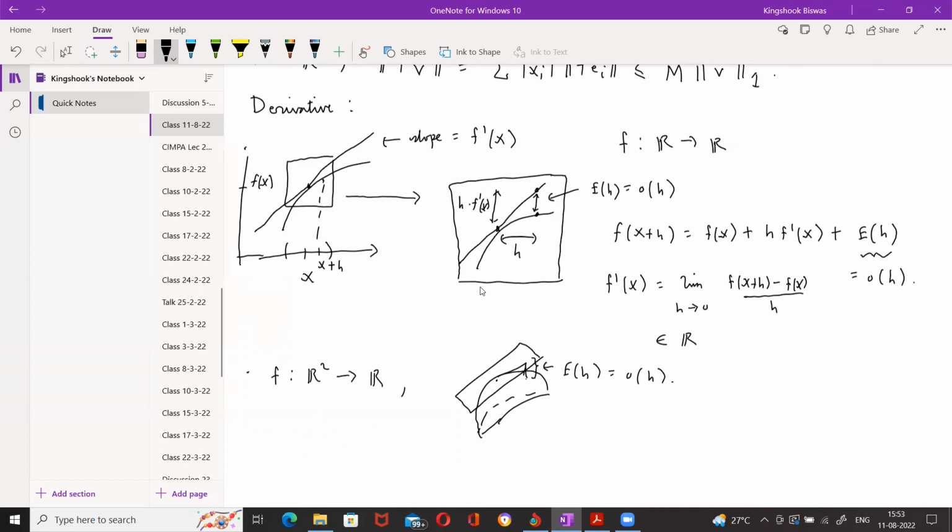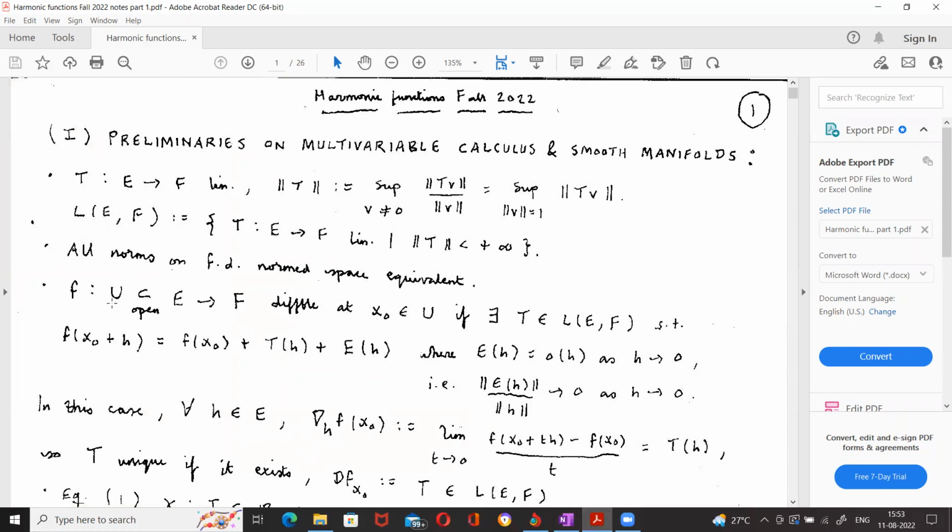So the general definition is the following: if I have f, which is a map from an open subset U of a normed linear space E to a normed linear space F, then we say it's differentiable at a point x0 in U if there exists a bounded linear map T in L(E,F) such that we have a first-order Taylor approximation near x0. f of x0 plus h is f of x0 plus T of h plus E of h, an error term where E of h is little o of h as h tends to 0. So h is a vector. So what does this mean? This means that the norm of E of h divided by the norm of h tends to 0 as h tends to 0. So this is the definition of differentiability.